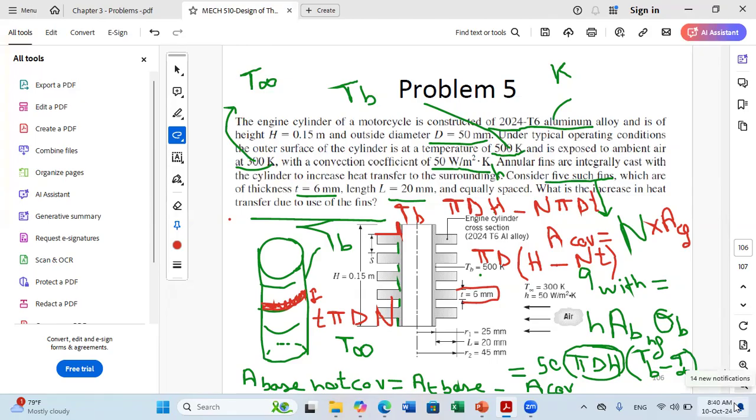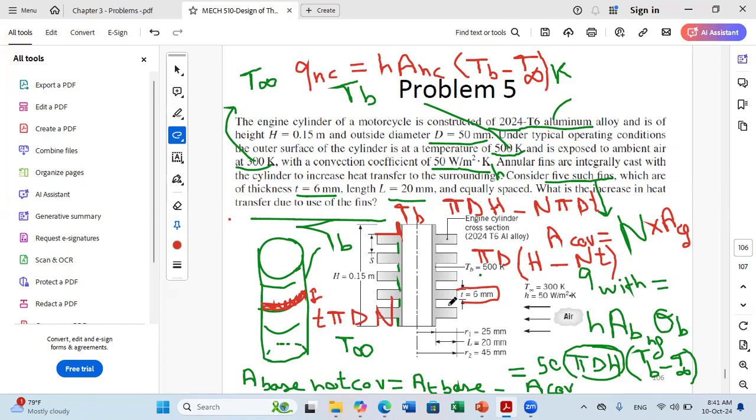So first, we determined the area that is not covered. Okay? And we can say now that Q of this area, so Q area not covered, is just equal to H times area not covered times T base minus T infinity. We are done with the part related to the area not covered by fins. Now we move to fins, okay?